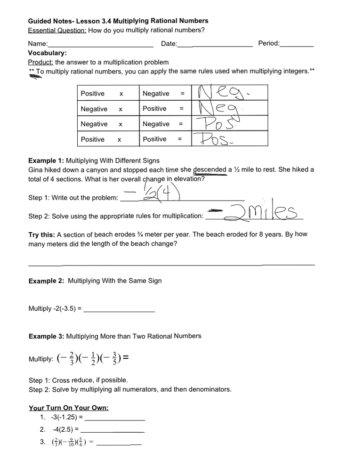Now what I'd like you to do is try this problem on your own. A section of beach erodes 3/4 meter per year. The beach eroded for 8 years. By how many meters did the length of the beach change? Go ahead, pause the video, and try this on your own. So how I'm going to do this is I'm going to read it again, and I'm going to look for keywords. And I see that it's eroding 3/4 of a meter per year. So eroding means it's like washing away or decreasing in how thick it is. So that 3/4 is really a negative 3/4.